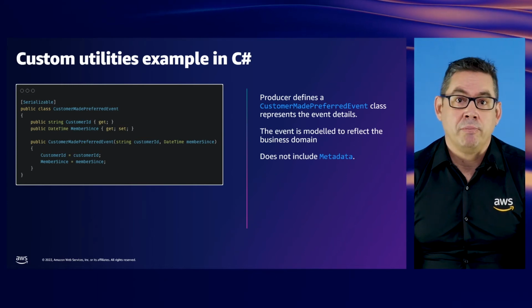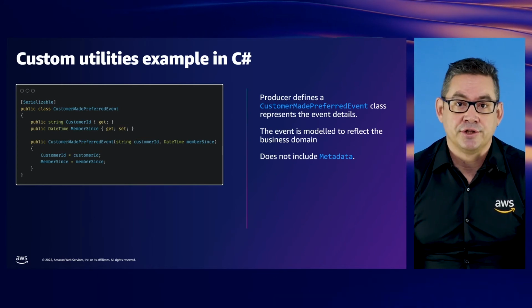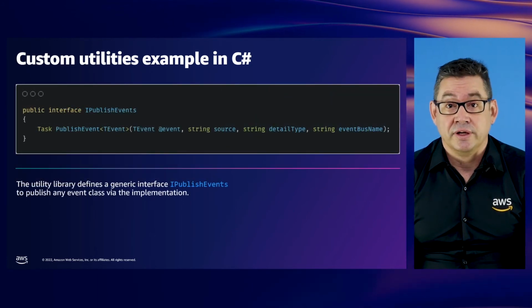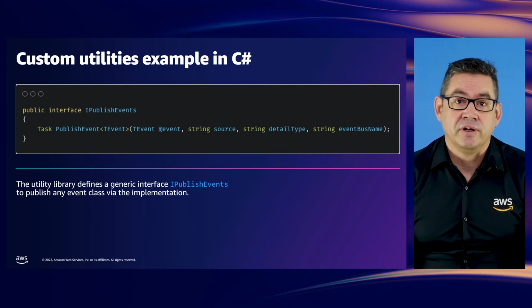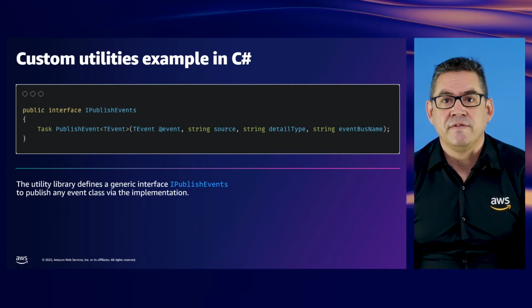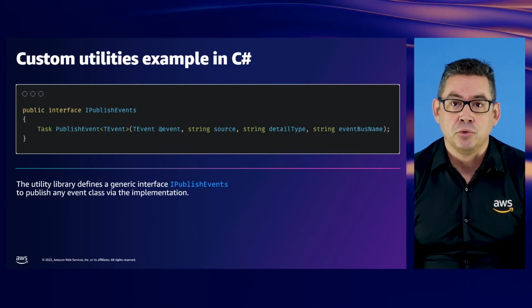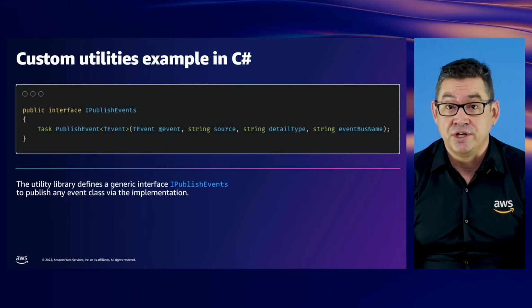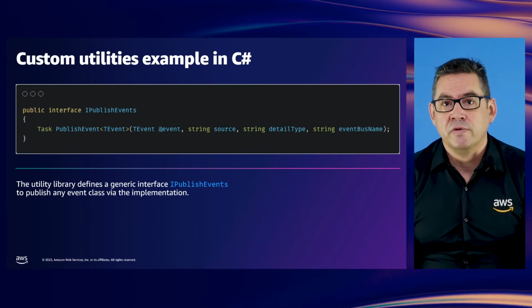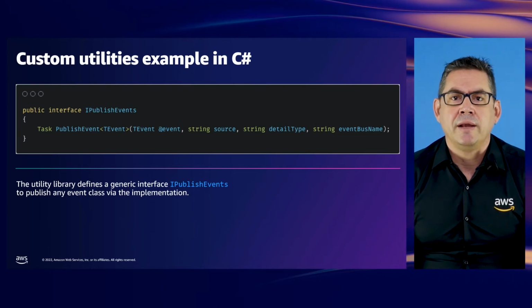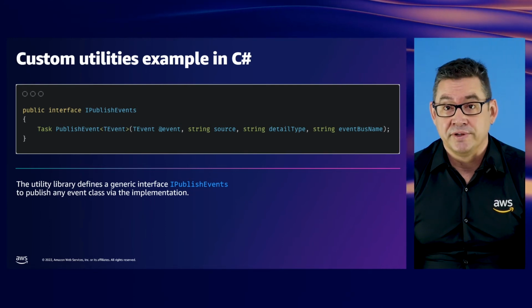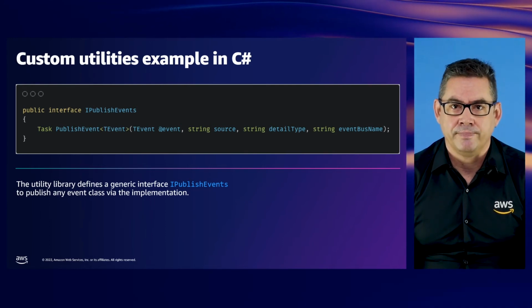So how do we go about publishing this event with metadata attached? The first thing we do is create an interface for a utility to implement. In this case, the utility library defines a generic interface called iPublishEvents that takes an event class along with some details about source, detail type, and which event bus to publish the event to. You could further optimize this by removing the non-event specific parameters and provide a way to initialize these parameters in the implementation, but I wanted to keep them here for clarity.